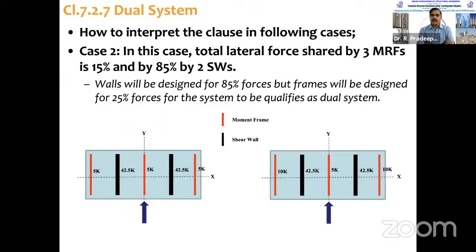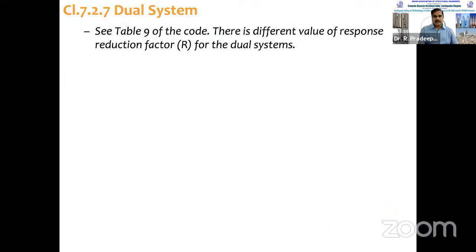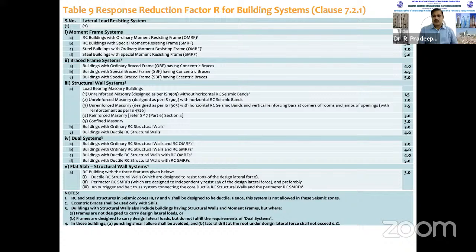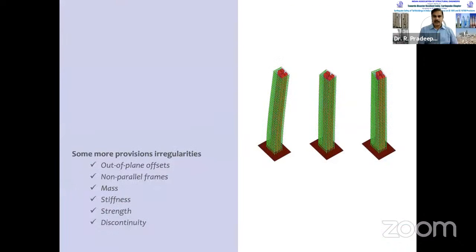No need to change that, it will get readjusted. So design moment resisting frames for 25% and for the remaining, whatever is there, design shear walls for 85%. The percentage will slightly differ, but design for that purpose. So this is a dual system. This is how we need to interpret the clause. Then the response reduction factor to be used in such cases is tabulated in this one, not going into the details of that.